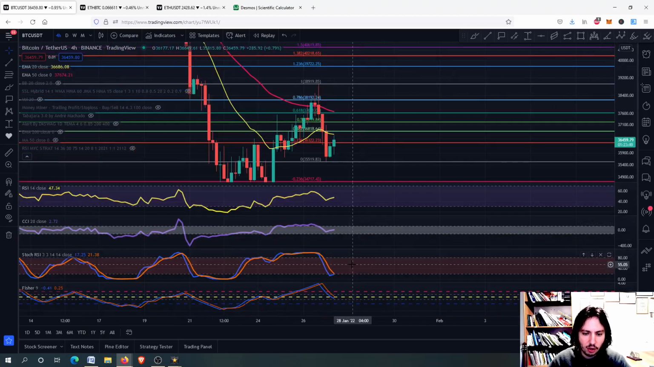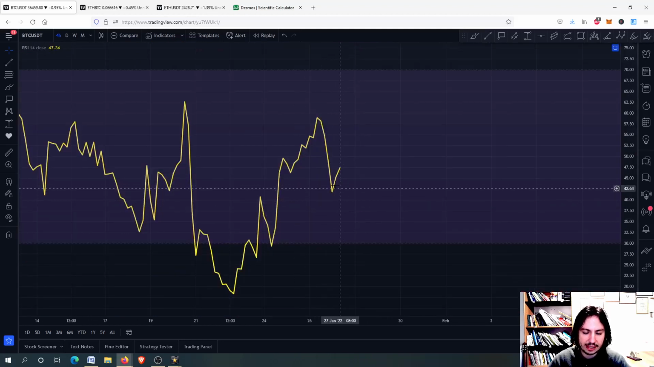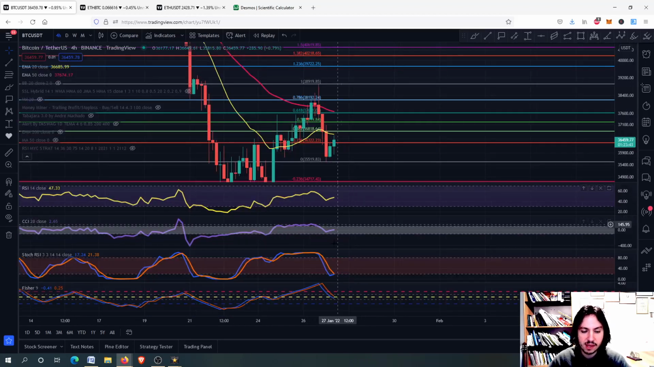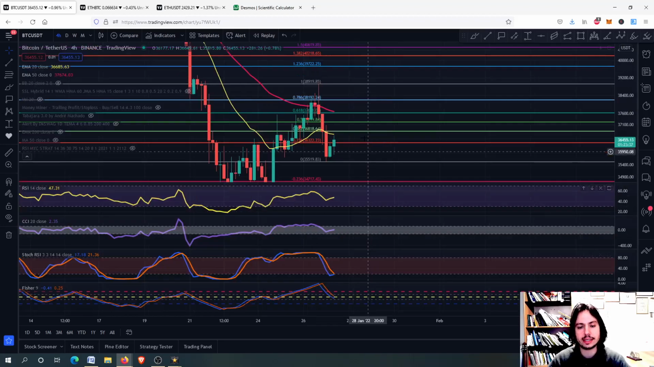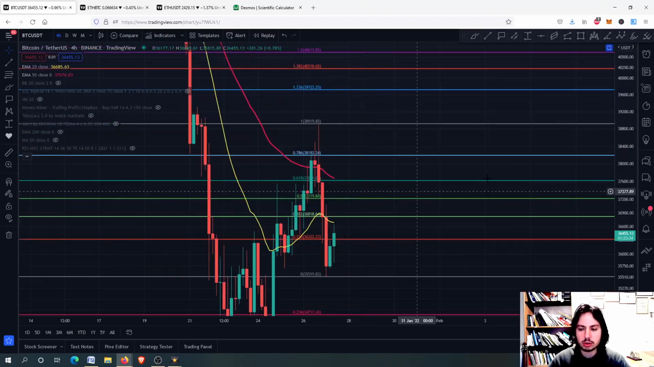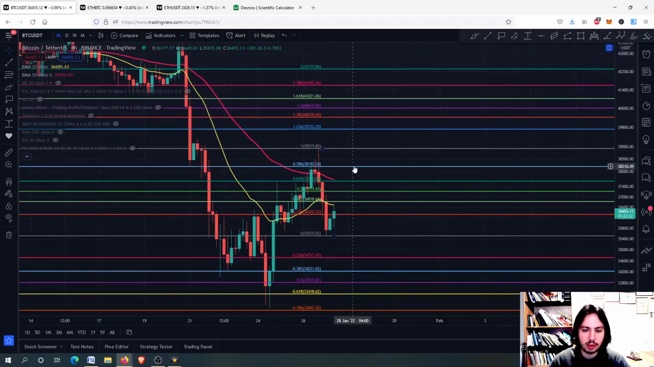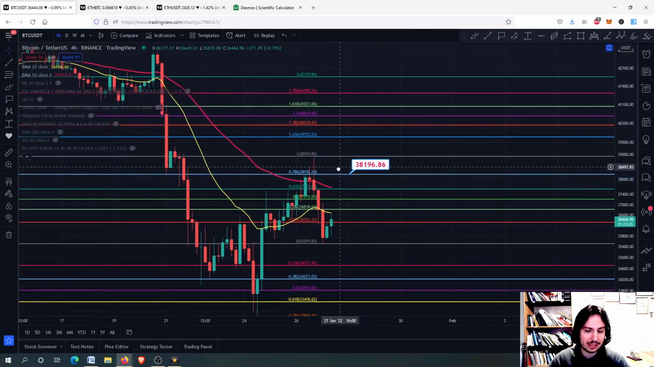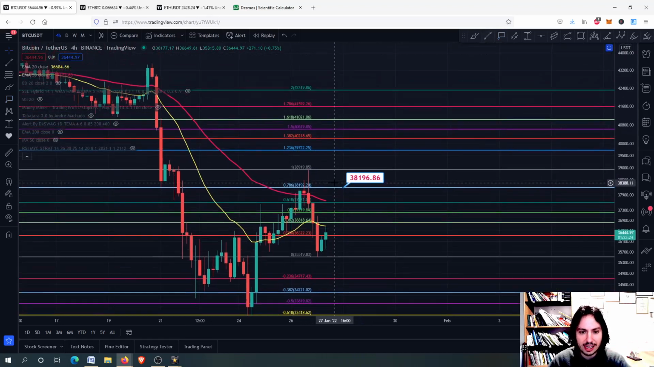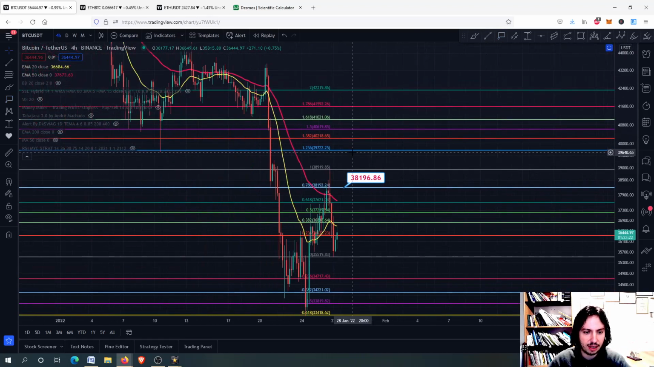We have now an oversold situation with the stochastic RSI, while the RSI is floating at this high level right here. We want to see how it will correspond to this oversold situation that we have with the stochastic RSI. If Bitcoin goes higher and it corresponds pretty well to the stochastic RSI, then I think that it will be for sure that we can get above the 38.2k and we can go to the 39.7 and so on.